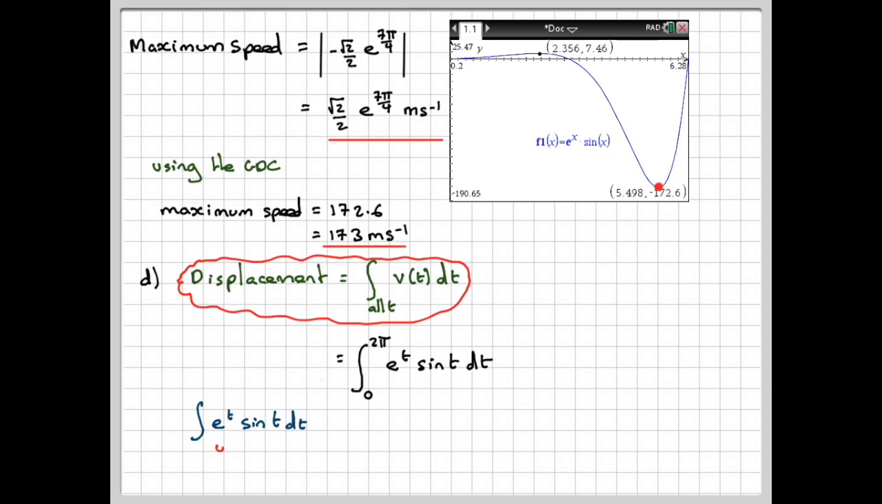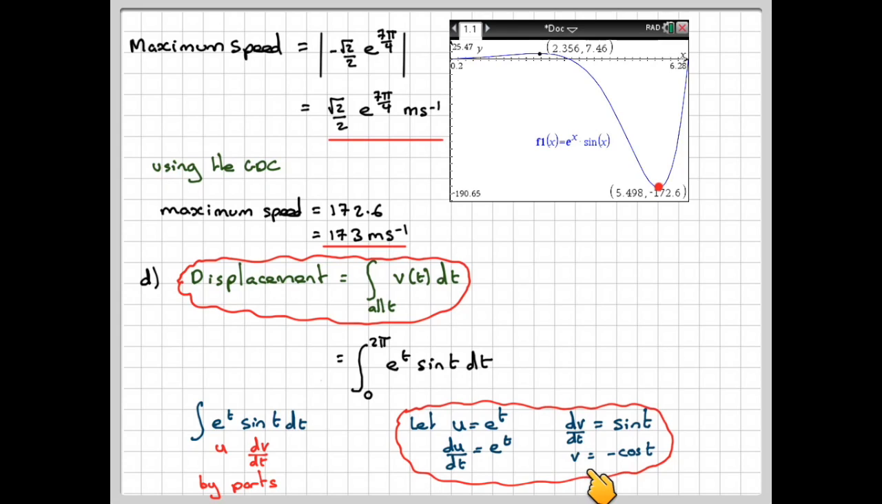Now, if you want to do the actual integration, you have to use integration by parts, u dv/dt by parts. Let u equal e^t. du/dt is e^t. dv/dt is equal to sin t. This is a bit higher level maths now. v will be the integral of sin, which is minus cos t.